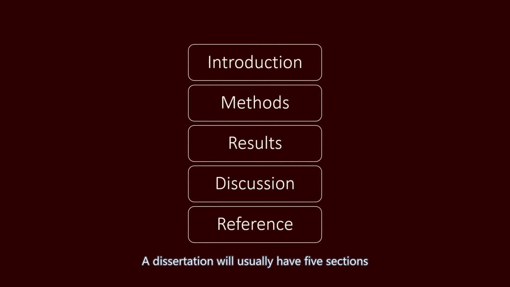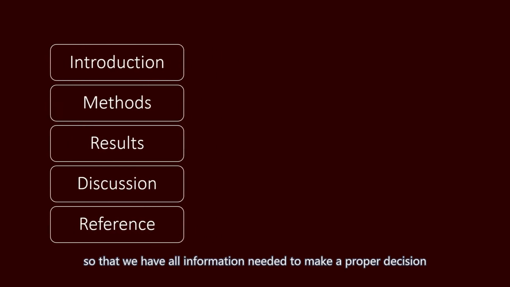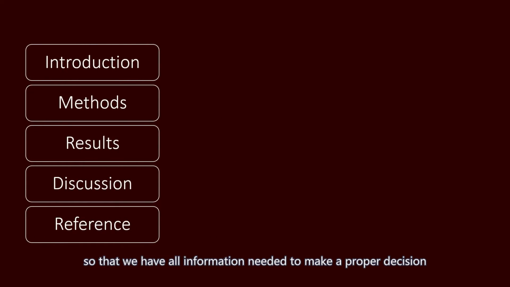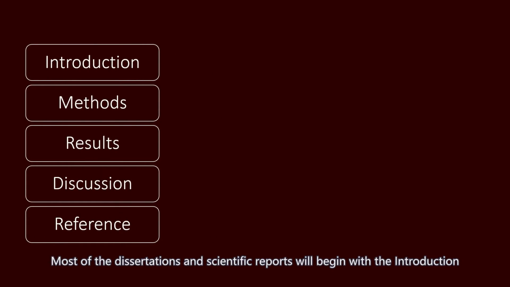A dissertation will usually have 5 sections, namely introduction, method, results, discussion, and reference. Each of the sections will provide us different information, so that we have all the information needed to make a proper decision. Most dissertations and scientific reports will begin with the introduction.